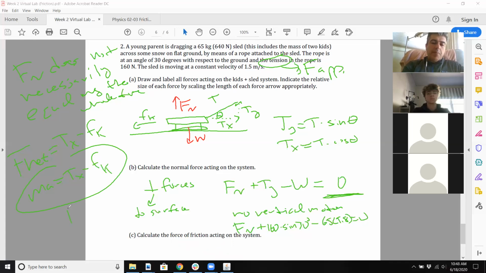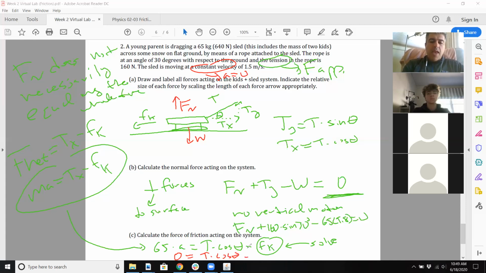But here's the deal with part C. You do ma, so the mass is 65 kilograms, times acceleration equals Tx, which you're going to know is T times cosine theta, minus Fk. And your job is to solve for Fk. Now here's the deal. Isn't there no acceleration? Good. Yes, you're paying attention. Awesome. Why? Because it's constant velocity. Thank you. Perfect. So that's going to be 0 straight up. And you already know what T is. It's 160. You already know what cosine theta is. Cosine of 30 degrees, use your calculator there.